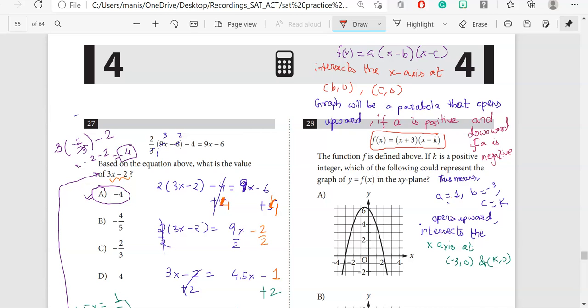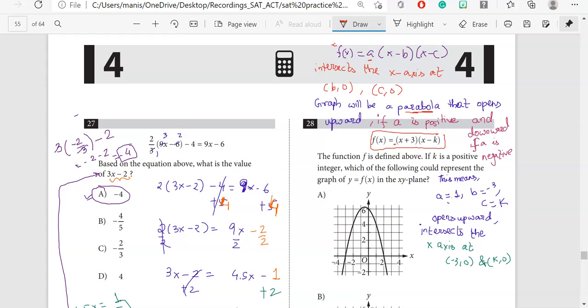First of all, the general equation is f of x equals a times (x minus b)(x minus c). It intersects the x-axis at (b, 0) and (c, 0). In this situation, the graph will be a parabola that opens upwards when a is positive. When I looked at the equation, there is a 1 over here, so a is positive.